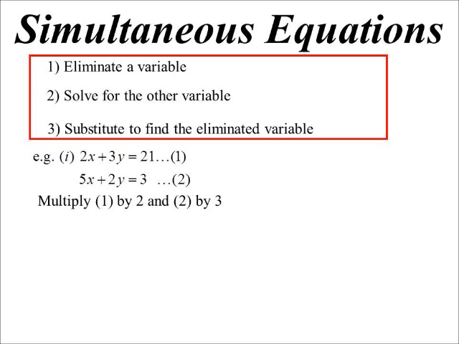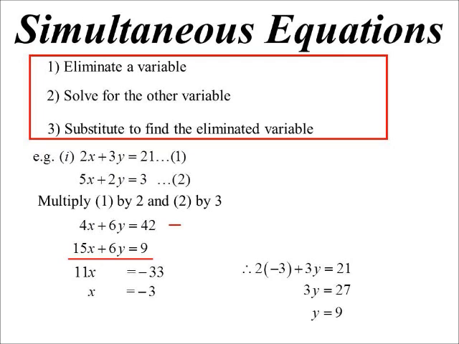So multiply the first by 2, the second one by 3, and there are our two new equations. But now the coefficients of y are the same. So we can subtract, and we know 11x is negative 33. X is therefore negative 3, and we can substitute back in and work out y is 9.